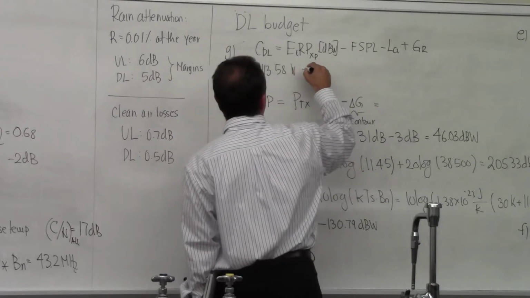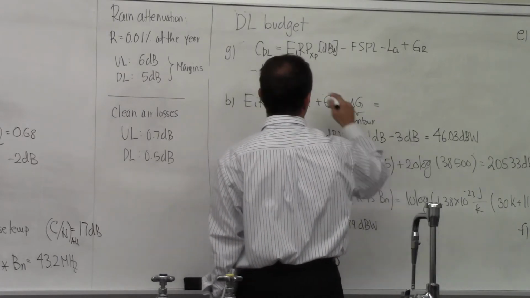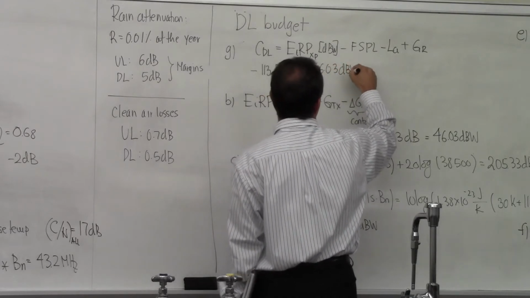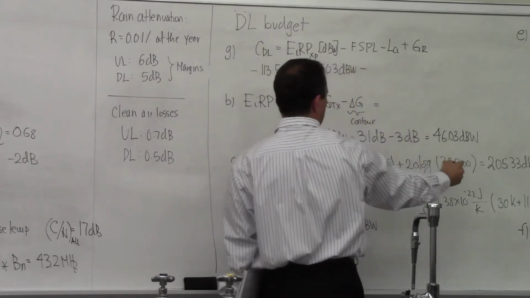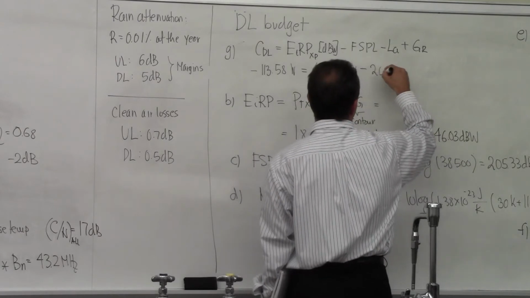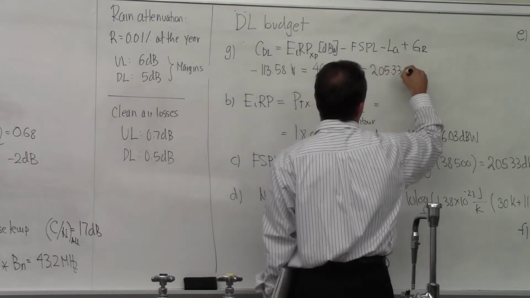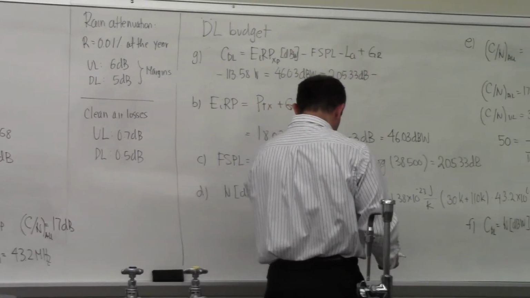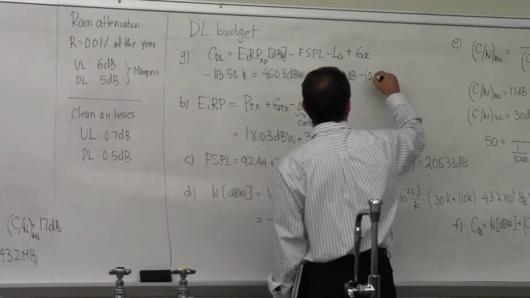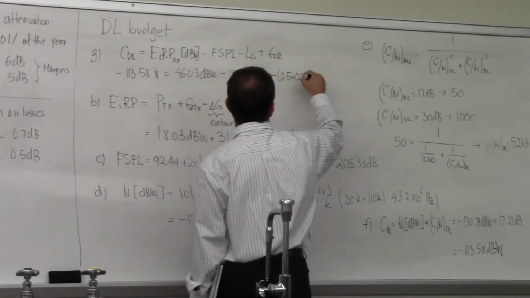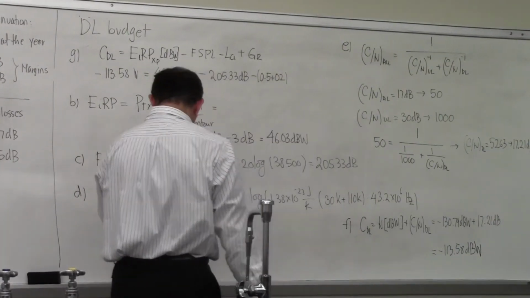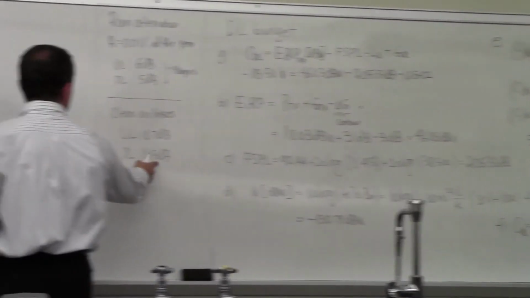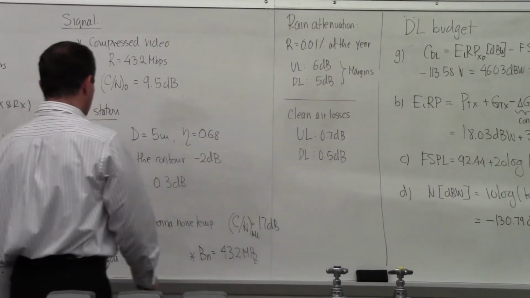dB watt is equal to EIRP. I calculated 46.03 dB watt, minus the free space loss, which is 205.33 dB, minus these losses here, which is 0.5 plus 0.2. Where are these coming from? 0.5 is these losses, and what is 0.2?